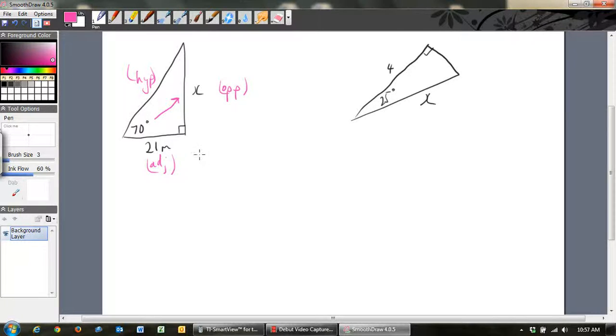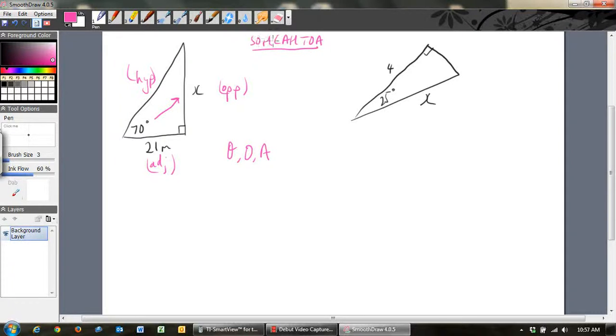Perfect. Here we go. Now I'll just write our ratios up here. SOH CAH TOA. There we go. Let's have a look at how these go. We want a ratio that doesn't have the hypotenuse in it. We want the ratio that only has the angle, the opposite side, and the adjacent side. So which ratio is it?